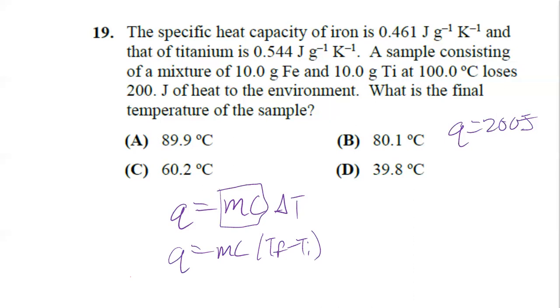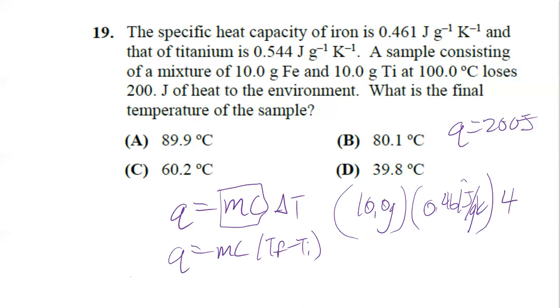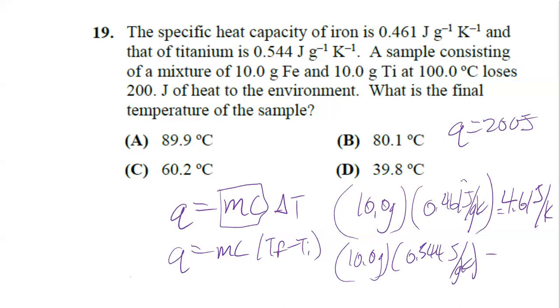So we could say that the mass of iron, 10.0 grams, times its heat capacity, 0.461 joules per gram Kelvin, means that for every change in delta T, this is how much energy our iron would need: 4.61 joules per Kelvin or degree Celsius. And our titanium is 10 grams as well, 0.544 joules per gram Kelvin, so that one becomes 5.44. So our whole block is 4.61 plus 5.44, and our block takes 10.05 joules per every change in Kelvin.